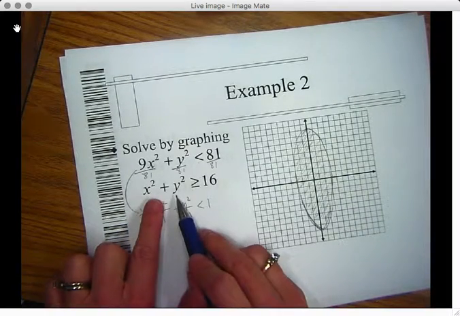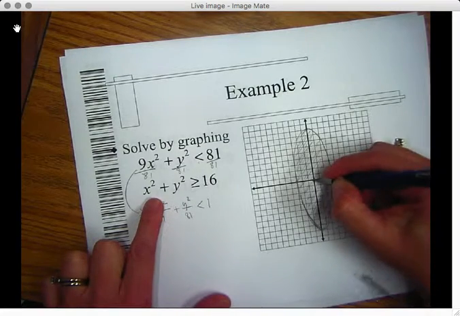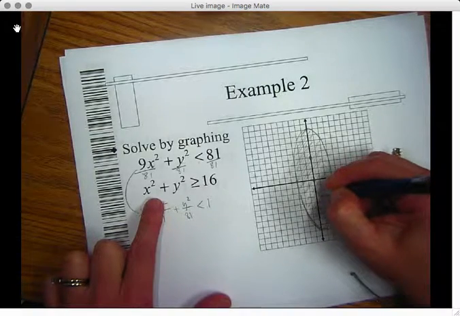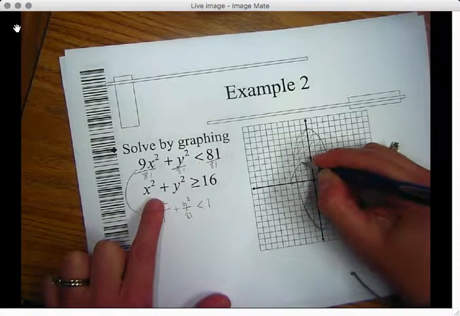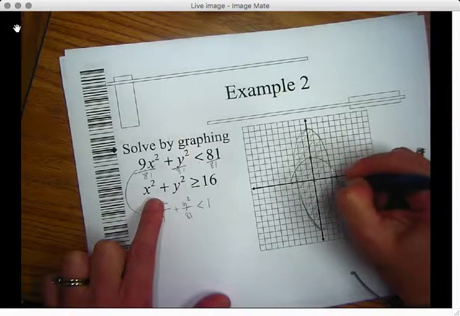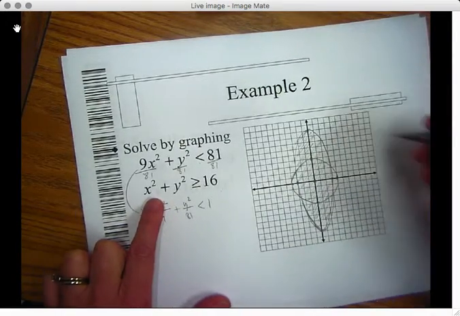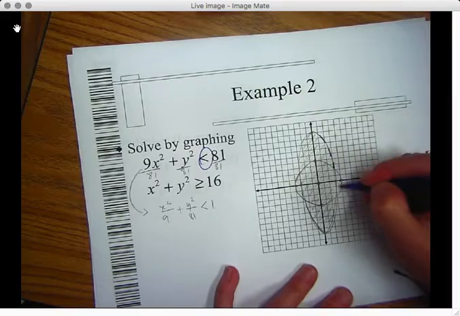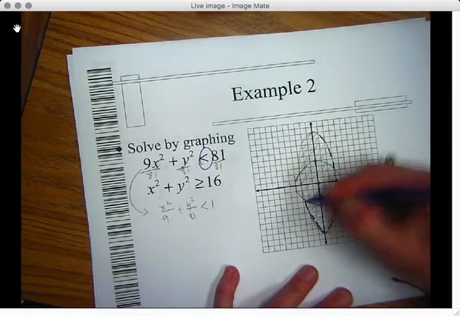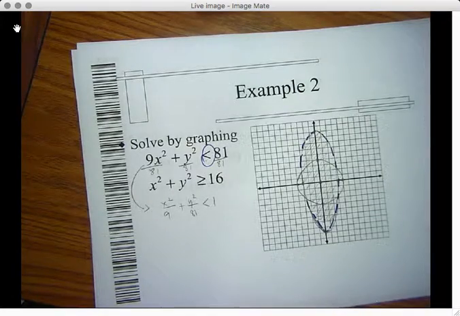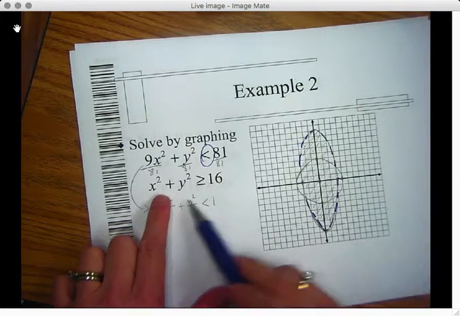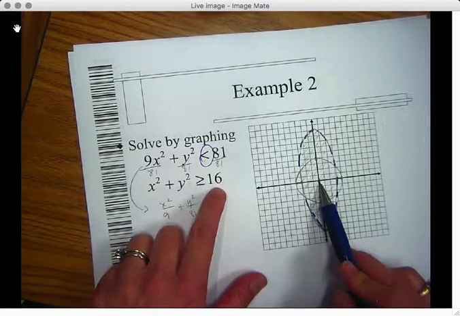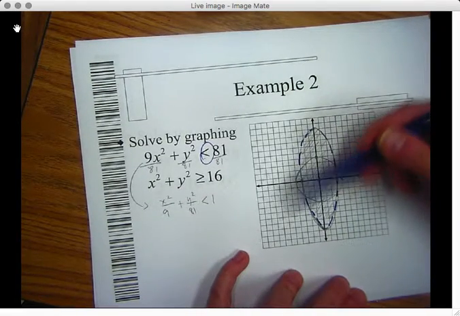Now this one is a circle. It's centered at the origin with a radius of 4. You know what I just figured out? That ellipse should be dotted. I forgot that, so let's make it dotted right now. Okay, better. As far as the shading on the circle, when I pick 0, 0, I get 0 is greater than 16, which is false. So my shading is on the outside of the circle.